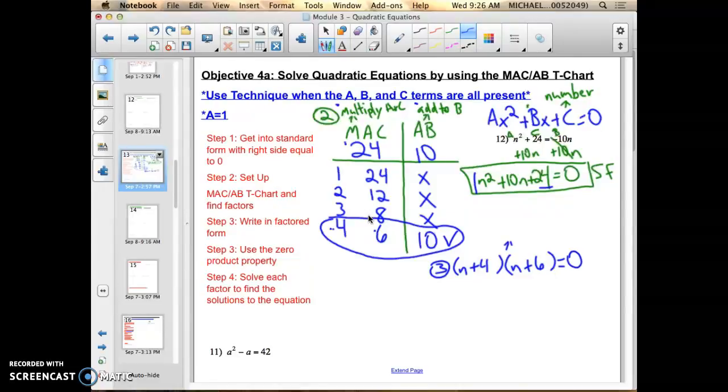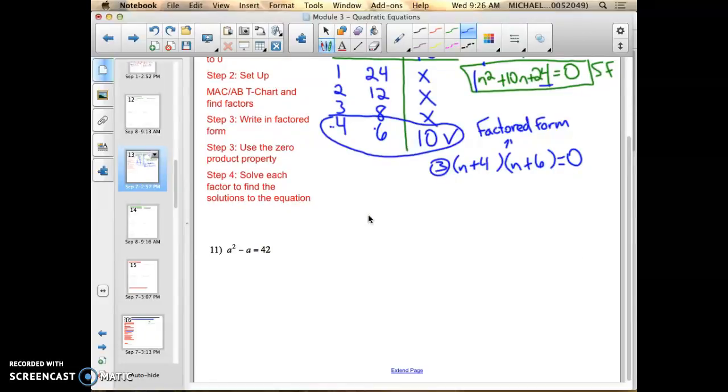Now it's important to note, this is factored form. Please write that down. Factored form is the same as standard form up here. It's just written in a different form, and from factored form we can go ahead and use the product property and find each of the solutions that exist for this given quadratic function. Alright?